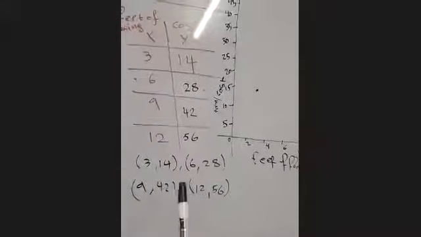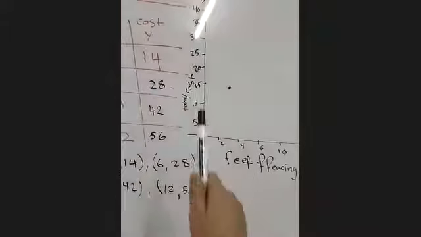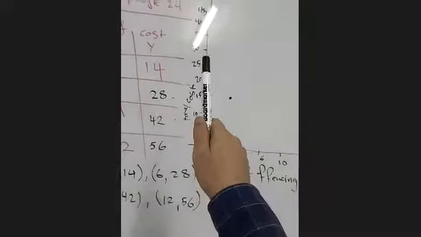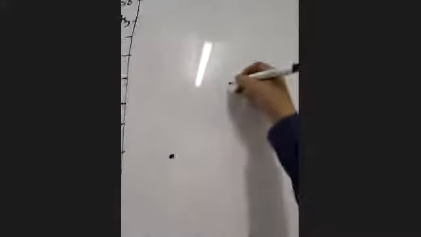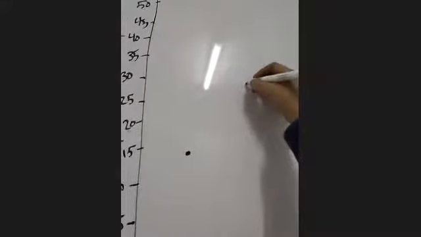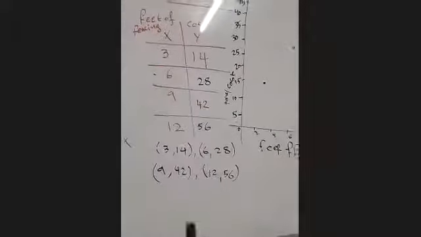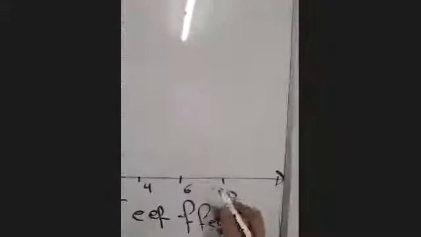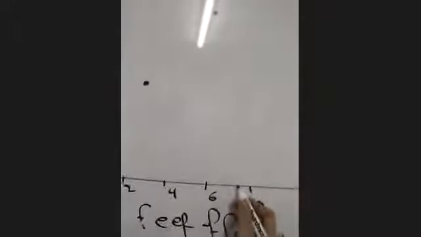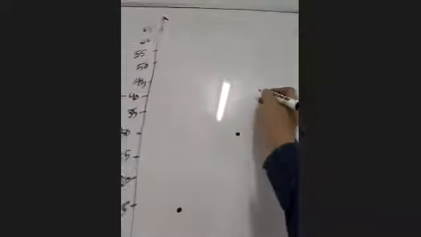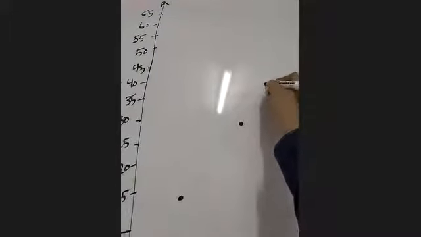Now the second ordered pair is 6 and 28. We have 6 on the x-axis, but we don't have a 28. The 28 is more than 25 and closer to 30. So I'll go from 6 up until I get to around 30, a little less. It's 28. Now the third point, 9 and 42. The 9 is closer to 10, and 42 is a little more than 40. So I will go up past 40 a little bit and put my point.